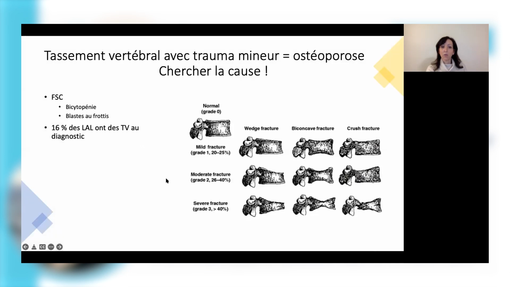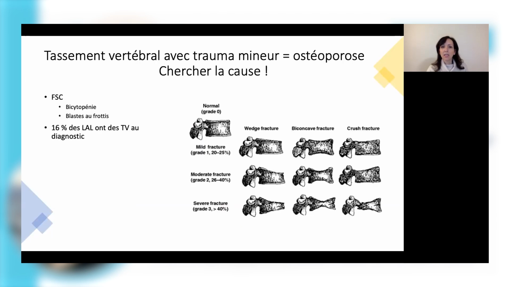And so now you've diagnosed osteoporosis, right? You have a vertebral fracture in the absence of high energy trauma. You need to figure out what the cause is. And so here, obviously something's going wrong. So there's a blood workup done, and there's a diagnosis of lymphoblastic leukemia with blasts on X-ray.